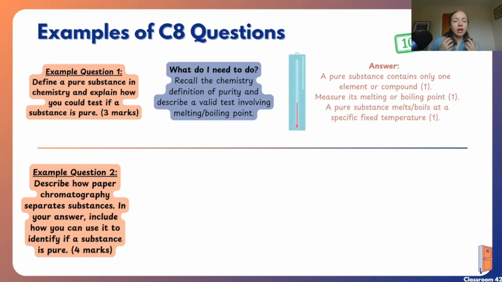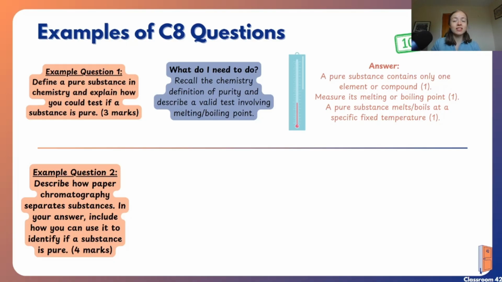So an answer could be that a pure substance contains only one element or compound, as we've said in our content section, and you can measure its melting or boiling point, and a pure substance melts or boils at a specific fixed temperature. In this answer, you could have also said you can refer to a reference melting or boiling point, which is internationally agreed, in order to see whether it matches it, basically.